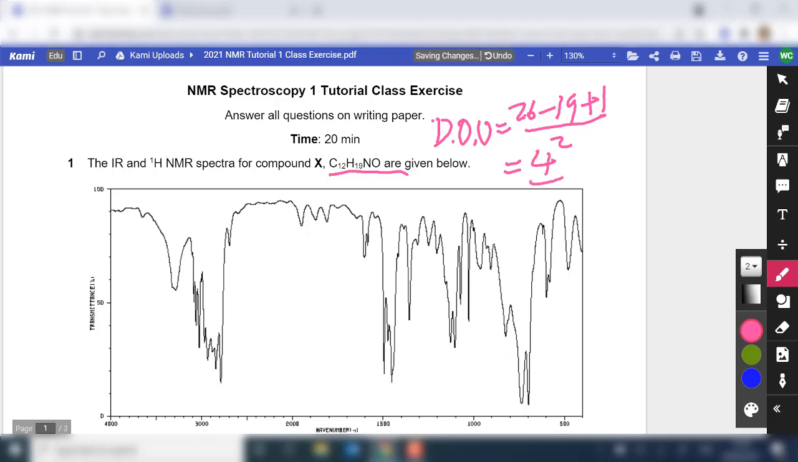Now 4 is a very nice number, because if you get a degree of unsaturation of 4, usually we think about an aromatic system, an aromatic ring, because a phenyl ring gives you a degree of unsaturation of 4. Well, it might be a combination of ketones, ester, aldehyde, etc. But usually we are given the IR or the NMR, and from whatever we are given, we can do a full analysis and realize that it usually contains an aromatic system, which is a phenyl ring.